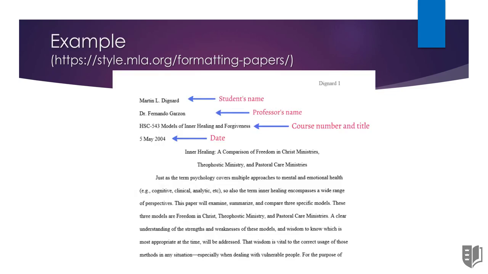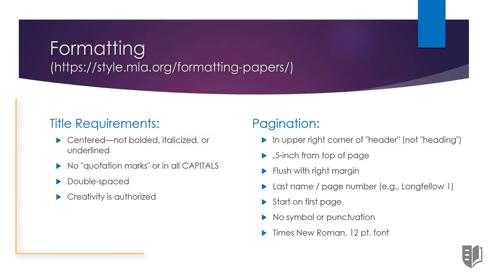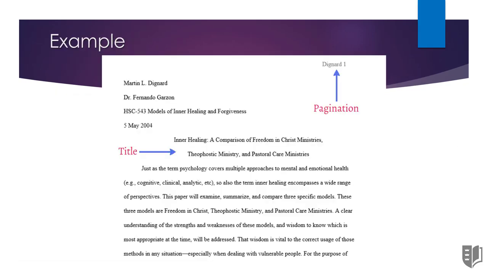Instead of the title page, writers will include their name, the professor's name, the course number and title, and the date on the top left of the paper. When composing the title for the paper, center it. Do not bold, italicize, or underline it. Do not put it in quotation marks or in capitals, double space, and be creative. Here's an example of an MLA formatted title.